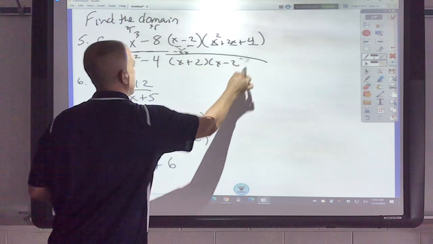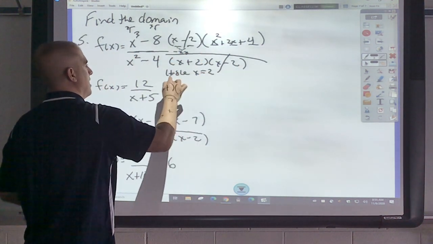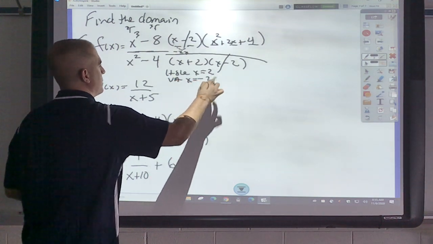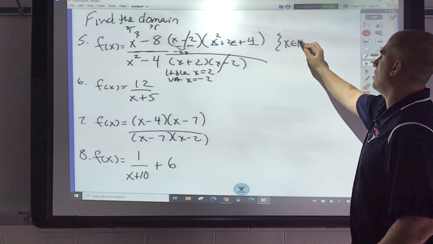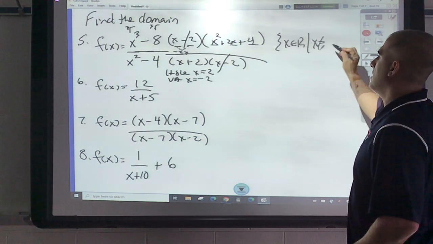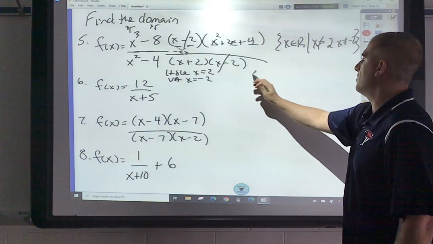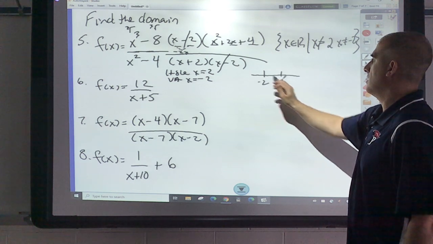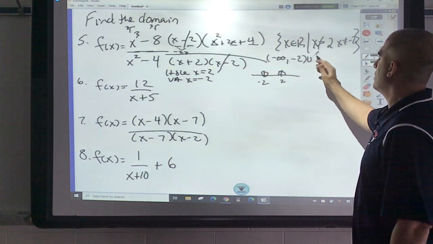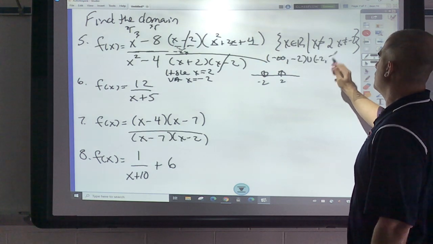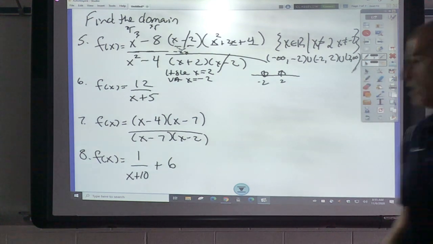So what's going to happen here? These two would go away. I would have a hole at x equals 2, and I'm going to have a vertical asymptote at x equals -2. So what's my domain? If I do set builder, x is all real numbers such that x can't be 2, x can't be -2. Once again, if I want to do interval notation on a number line, it would be -infinity to -2, union -2 to 2, union 2 to infinity. You can use either one.